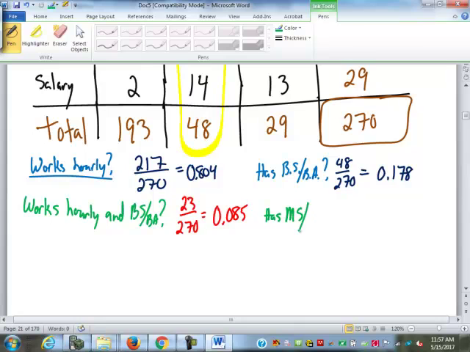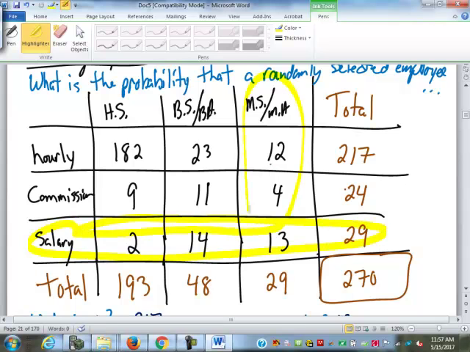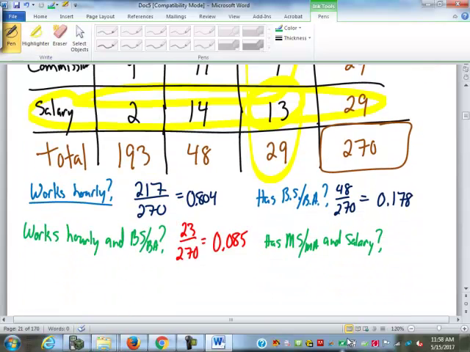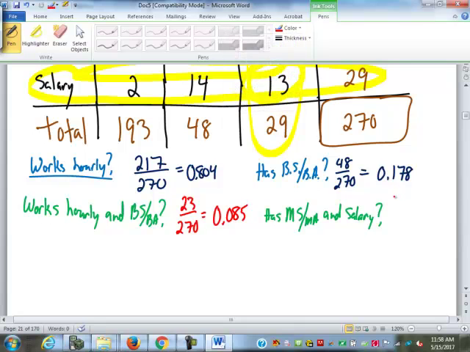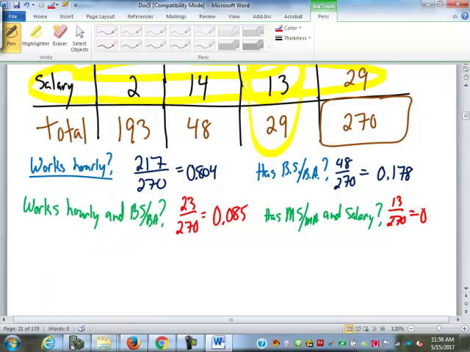Or we might ask, what is the probability that someone has a master's degree and is on salary? Well, let's go back up here. Here's salary. Here's master's degree. There's only 13 that do both. So 13 out of all 270 employees meet both of those requirements. So 13 divided by 270 is going to be 0.048 or 4.8%.